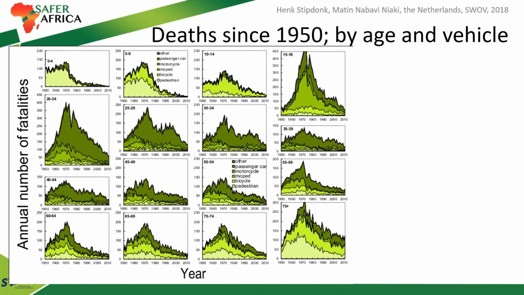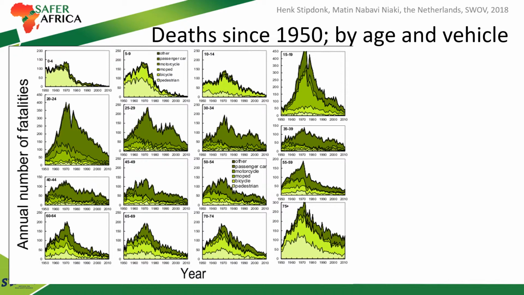The different colors represent different travel modes. So here we have the light green are pedestrians, and then cyclists. The third group is moped, the fourth is motorcycle, and then passenger car, and on top is a very thin layer of other travel modes, which is hardly important. And as you can see, the trends in the number of people killed by age group and by travel mode are strongly different over the years.